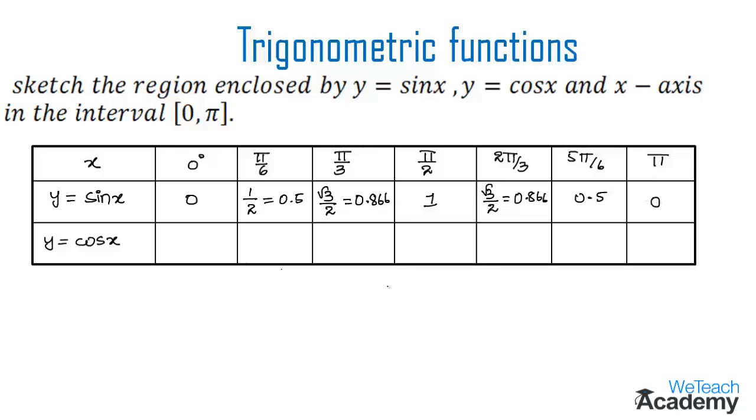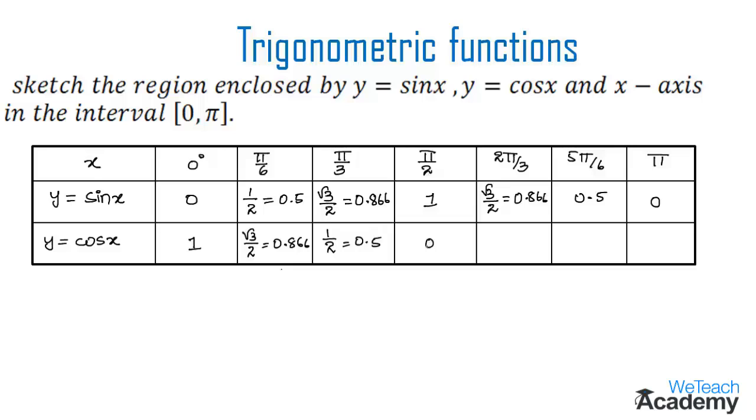And now let us substitute the same values of x in the equation y equal to cos x in order to get the values of y. By substituting 0 degrees in the equation y equal to cos x, we get cos 0 degrees, and the value of cos 0 is 1. So here we get 1, and then cos 30 degrees, which is equal to root 3 by 2, which is approximately equal to 0.866. And then cos 60 degrees is equal to 1 by 2, and its value is equal to 0.5. And then cos 90 degrees, and the value of cos 90 is 0.